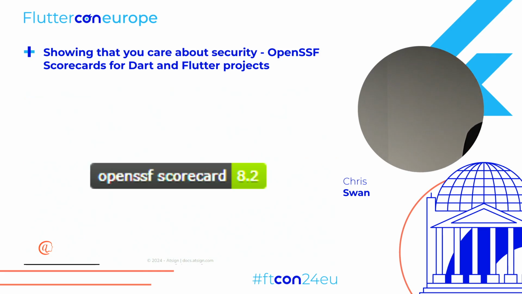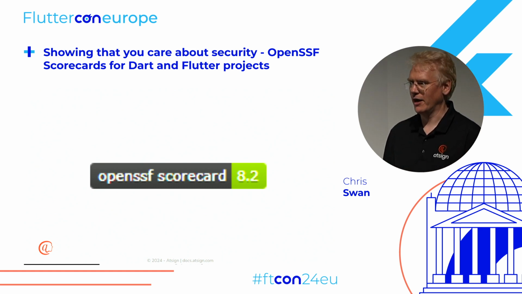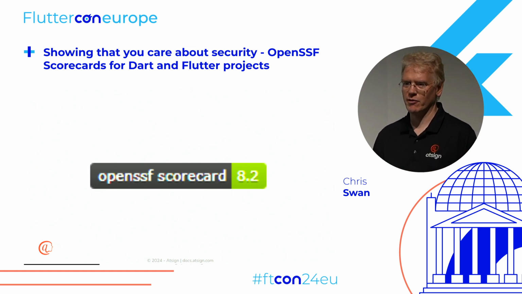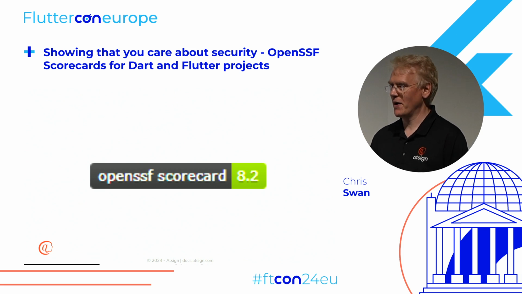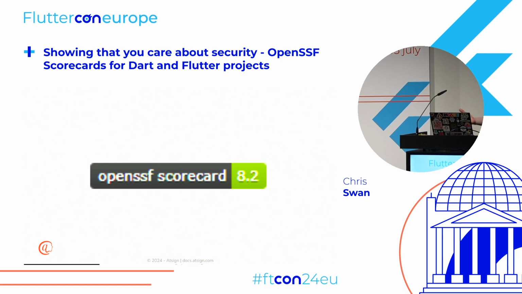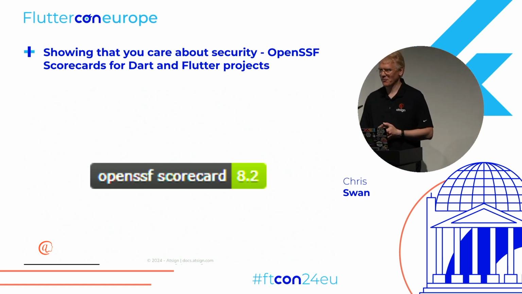So this is a scorecard badge, and this particular badge is showing a score of 8.2. The scores are out of 10. And so this badge is green because it's a score of above 8. And 8 is pretty good. So that's why it's green.